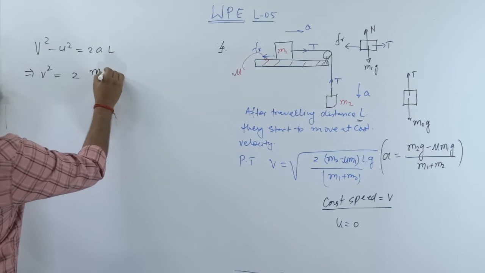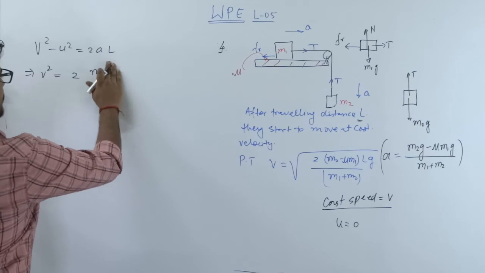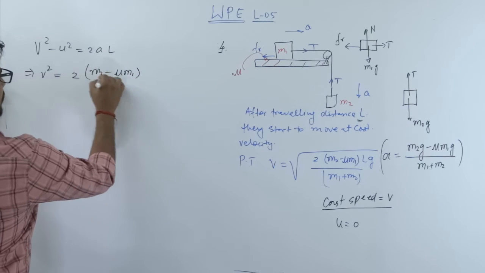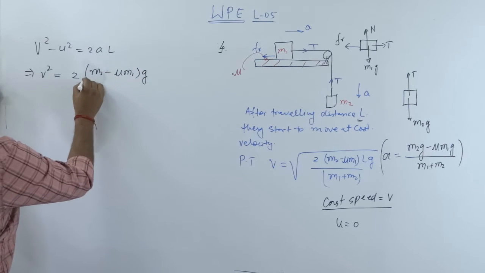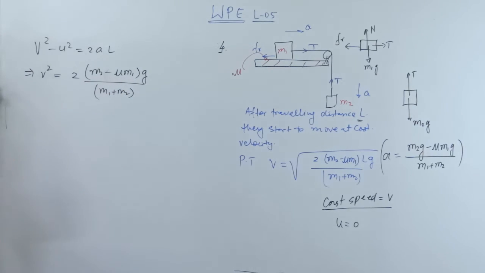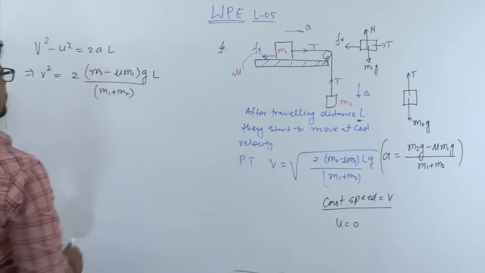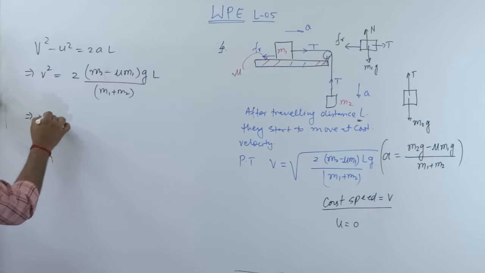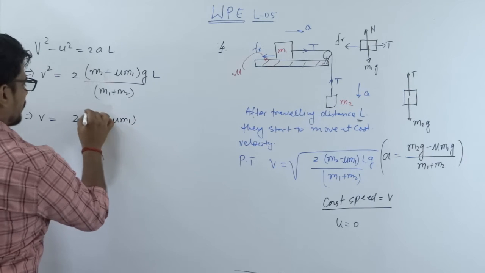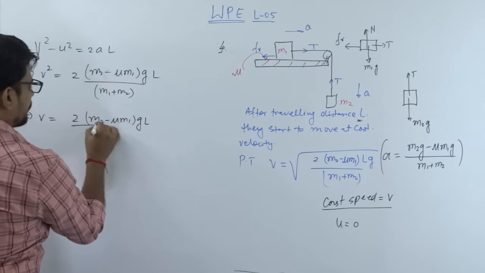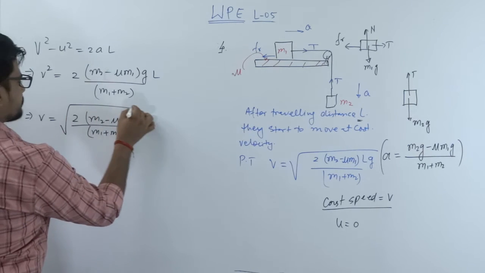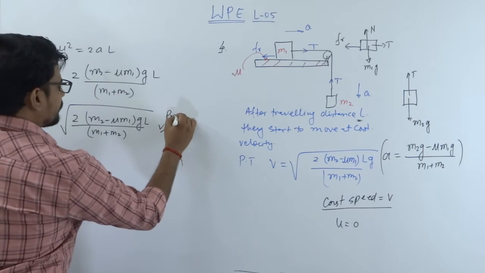That is your m2g, or you can take g common. You can take g common. m2 minus mu times of m1, g. That is your acceleration upon m1 plus m2. All good? Now, what is the distance? That is L. So let it be here. So the velocity, the common velocity should be how much, kids? That is going to be the root of m2 minus mu times of m1, gL upon m1 plus m2. That is proved, isn't it?